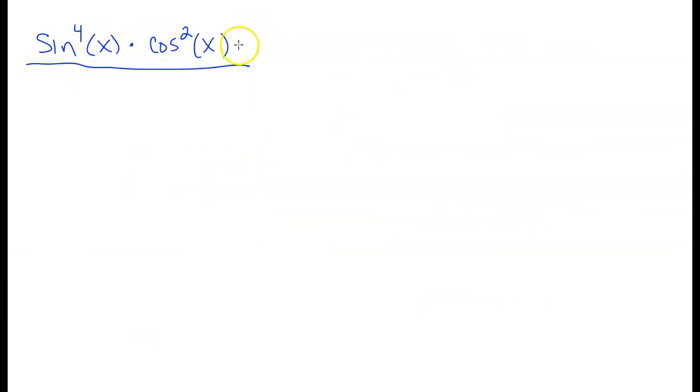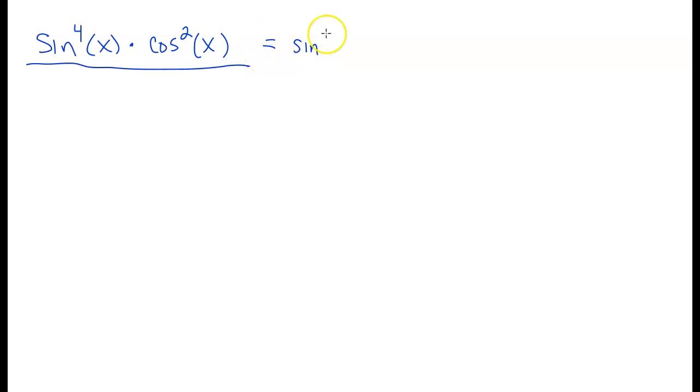So if we do this example here, we see we have sine raised to the 4th times cosine squared. And normally we would have this be a power of 3 or higher, but we do see ones like this, so that's why I wanted to go ahead and do it.